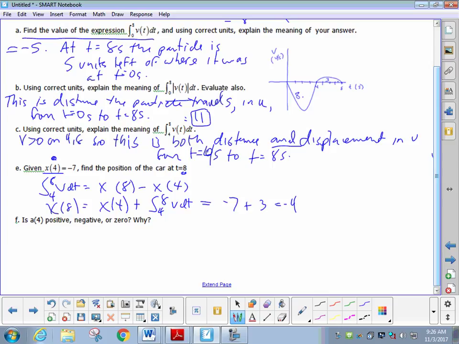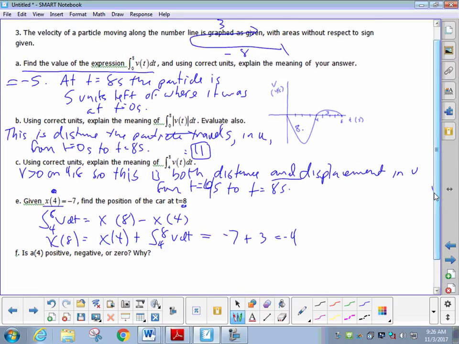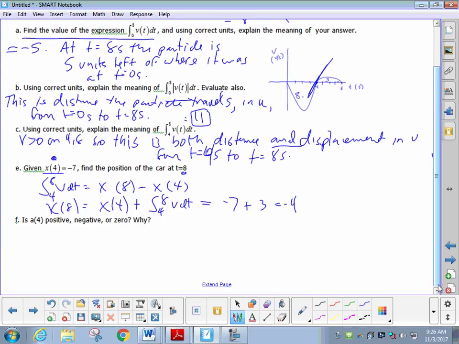Is acceleration at 4 positive, negative, or 0? Why? What does acceleration have to do with the velocity graph? The slope. It's the slope. The slope at 4. Positive or negative? Positive. Okay, so you'd say A at 4 is positive because the slope of the V graph is positive there.